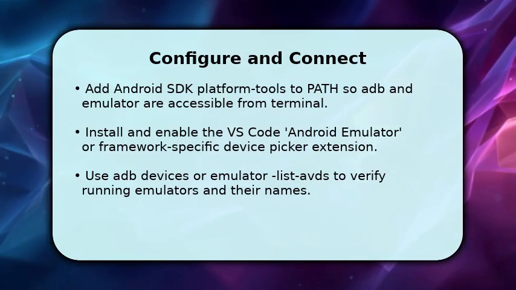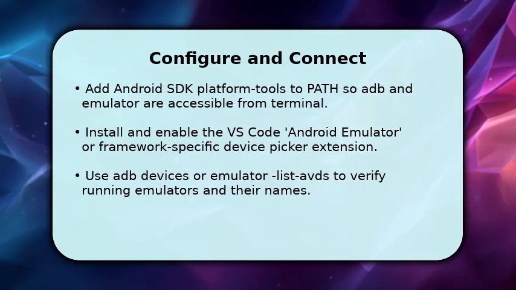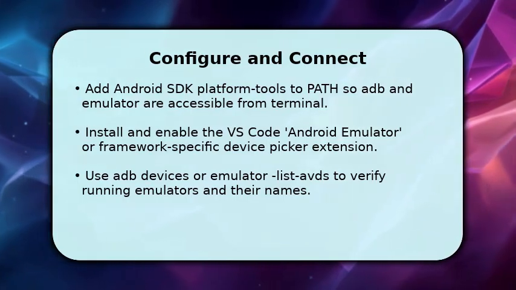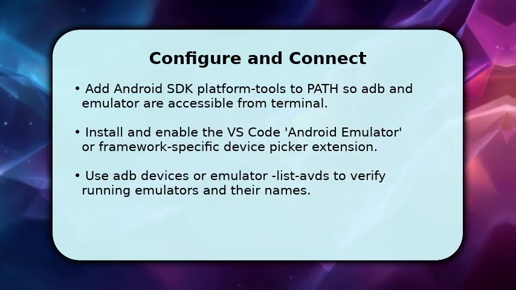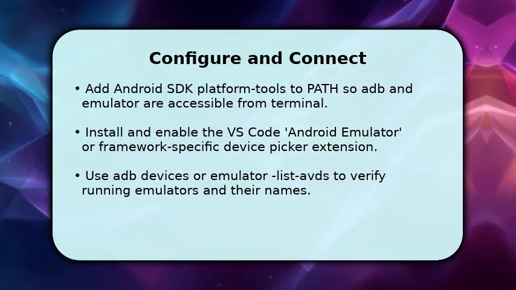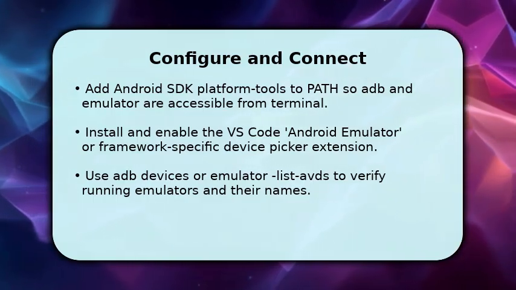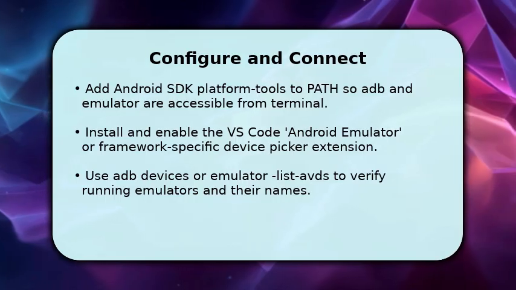Now you configure paths and connectivity, so VS Code talks to the emulator. Add platform tools to your path, so ADB and emulator are usable from a terminal. That enables commands like adb devices and emulator -list-avds.